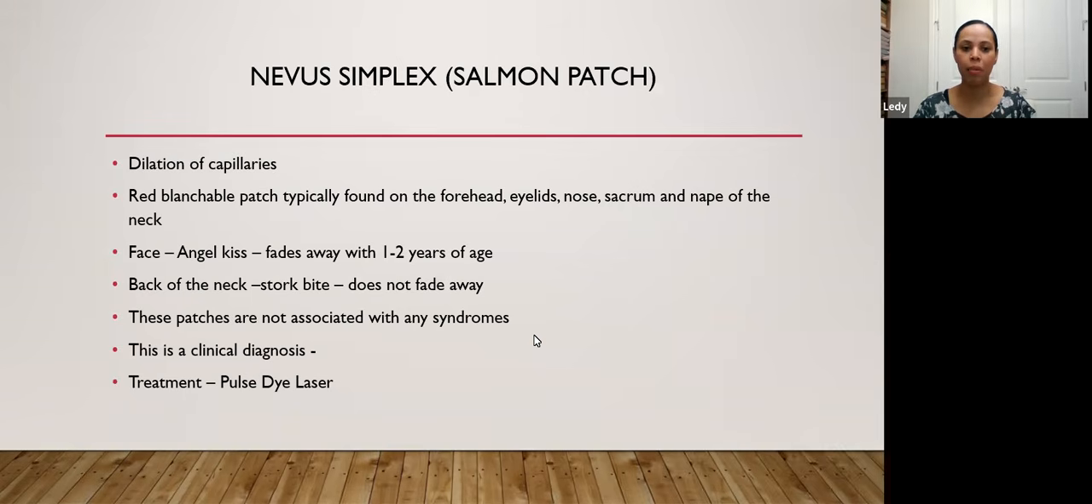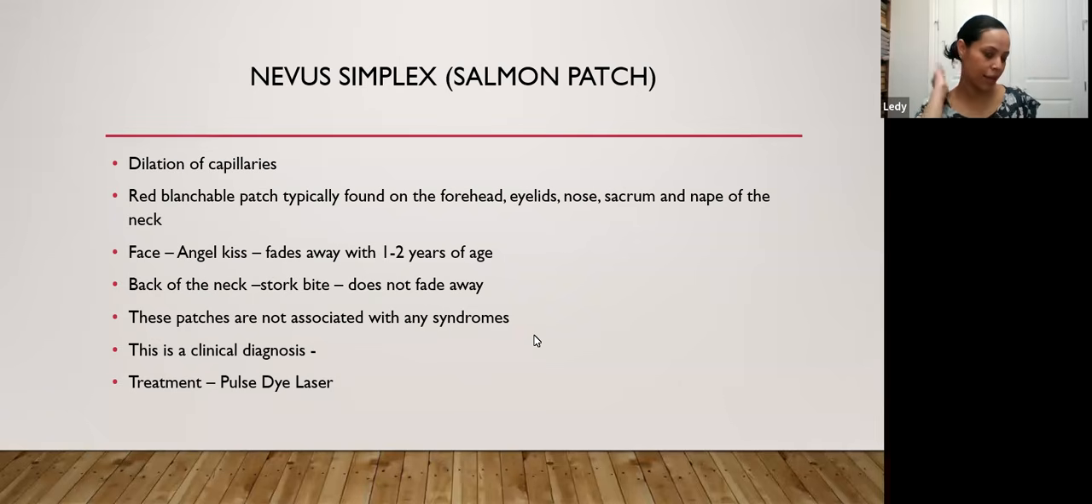Okay, so we're going to talk about a nevus simplex, which is also known as the salmon patch. And this is very, very common in children. A lot of babies are born with it. You will see it mostly on the forehead, a little red patch right here. Sometimes it's on their nose or above their lip. It's called an angel kiss when you see it on their face.